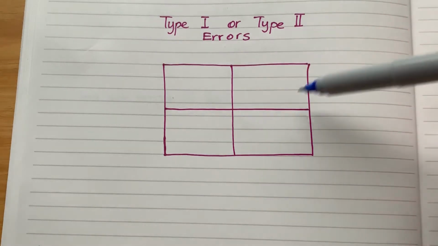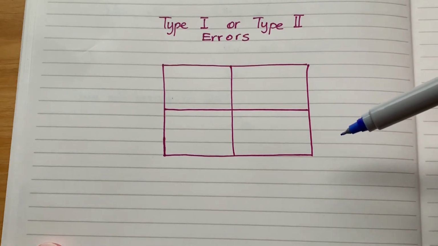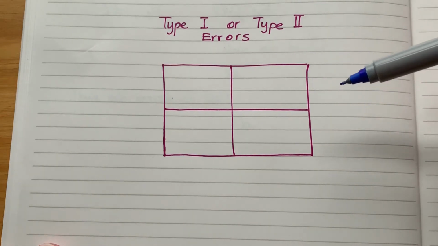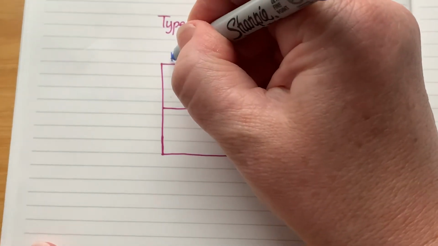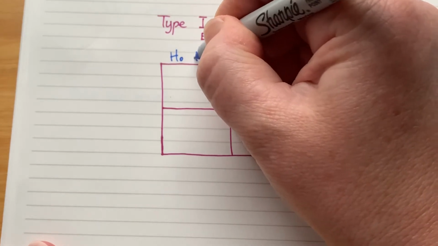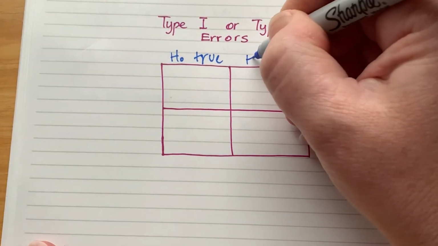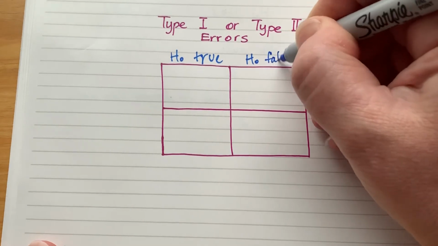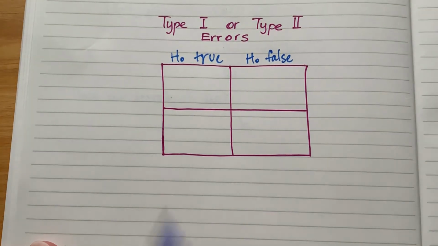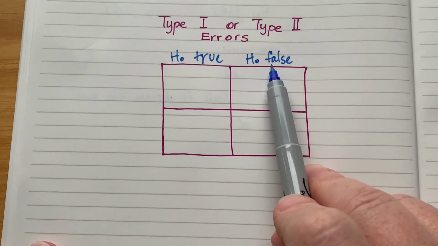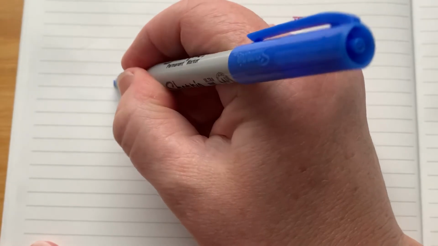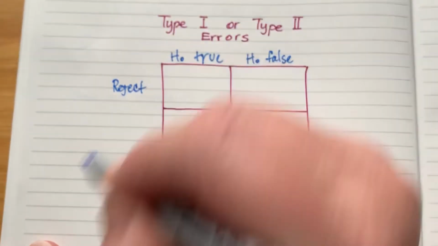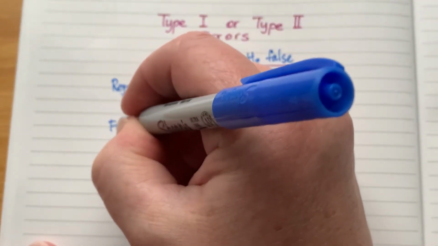So we're going to look here at this grid and talk about the different things that could happen. In the previous video, we talked about how a null could be either true or false. So this is the null hypothesis. Is it true or is it false? And then we could make two decisions. We could either reject the null, or we could fail to reject the null.